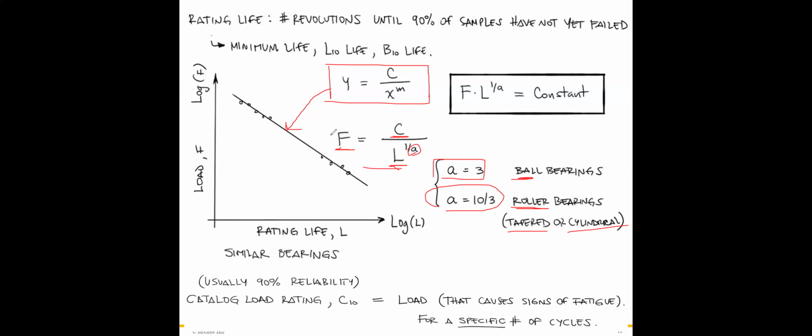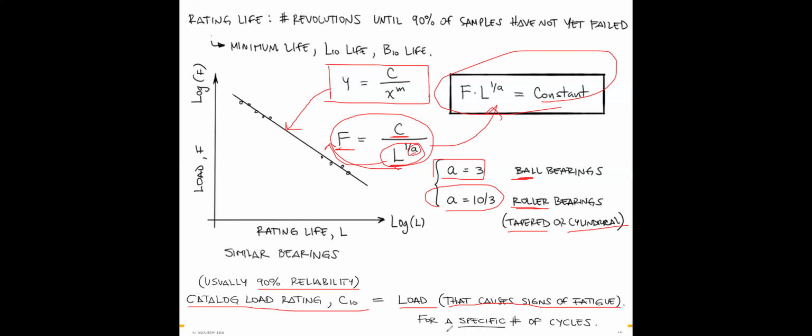And then we can rearrange this equation, rearranging the denominator right here, so we get a relation. We usually use the 90% reliability to define the catalog load rating C10, which is equal to the load that causes a sign of fatigue for a specific number of cycles.